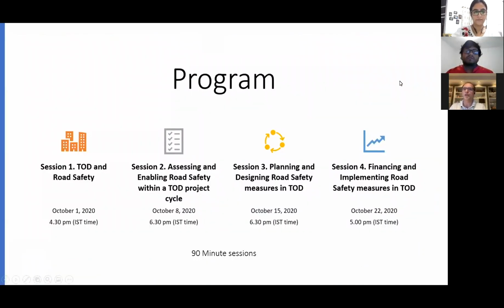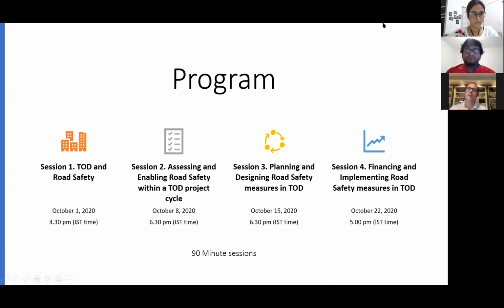when we are looking at this series, we are going to look at 4 events. The first one today is an introduction with the game taking place in about 30 minutes. The second will be a focus on how do you assess and enable the environment for road safety within a transit-oriented development project cycle. It will be followed by a session that focuses on the planning and design of road safety measures as part of transit-oriented development projects. And then the final session will be on financing and implementing road safety measures in TOD.